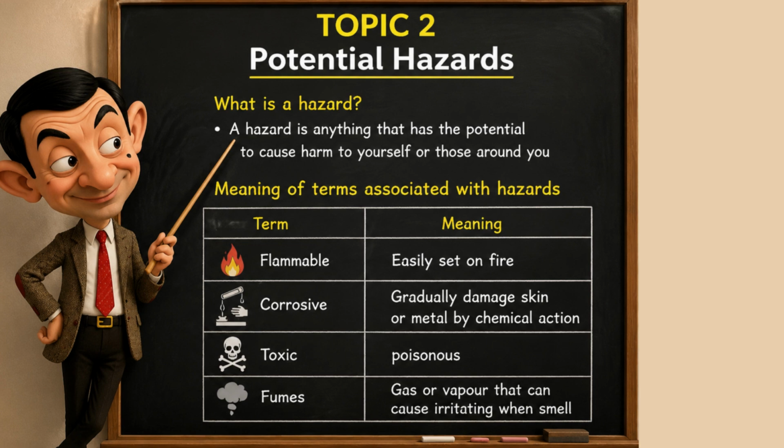4. Fumes. Fumes are gases or vapors produced when a substance is heated or burned. Some fumes can irritate the eyes, nose, throat, or lungs when inhaled. Examples in mobile phone repair: soldering fumes, smoke from overheating electronic components.